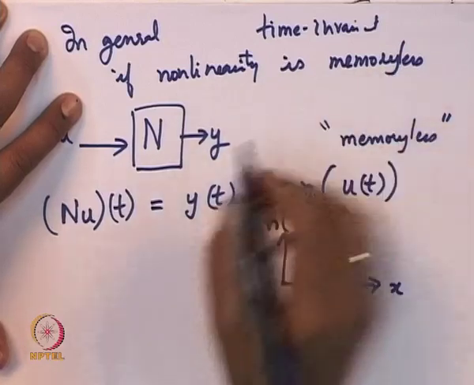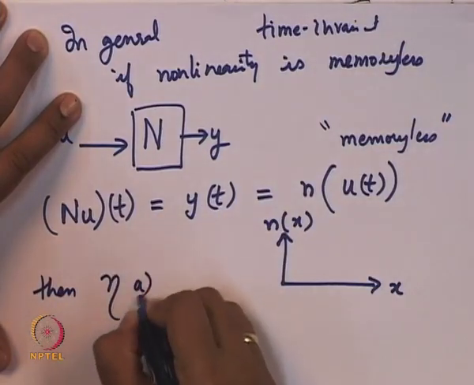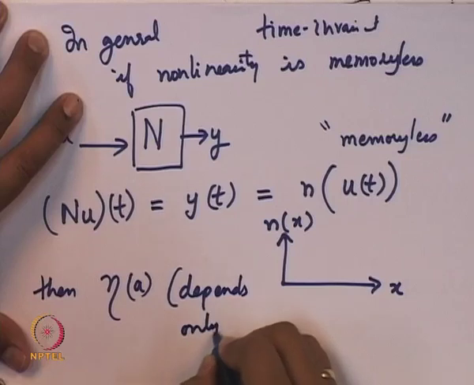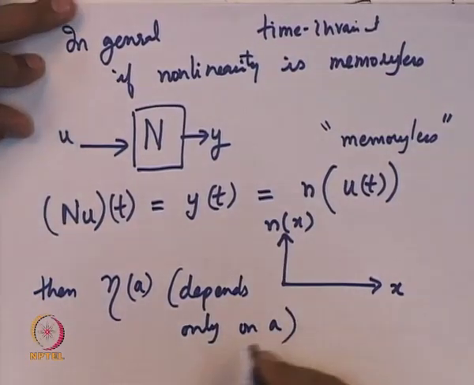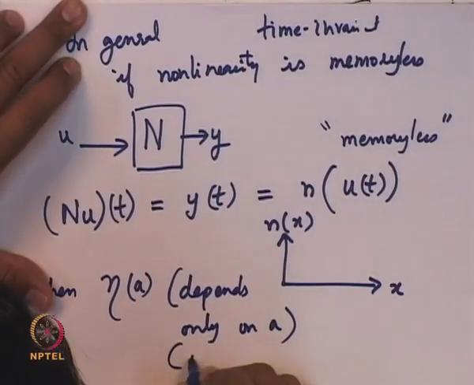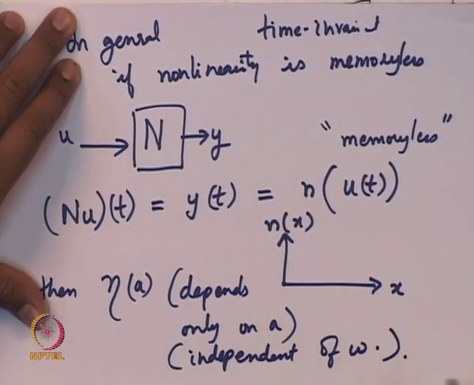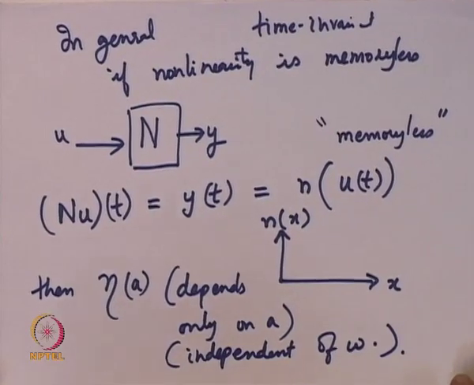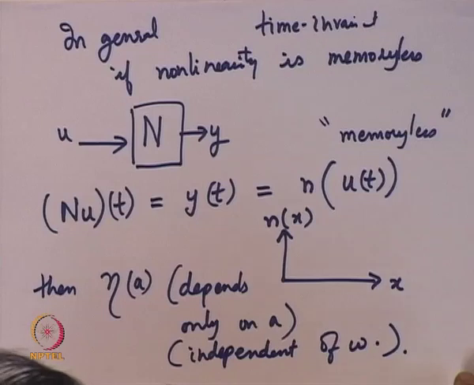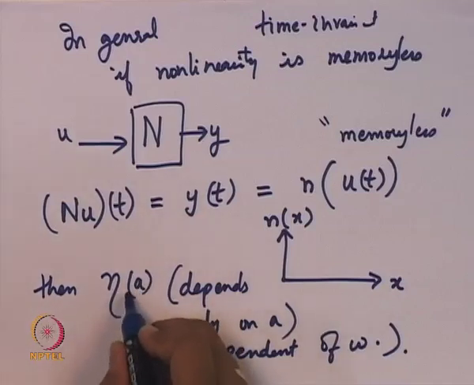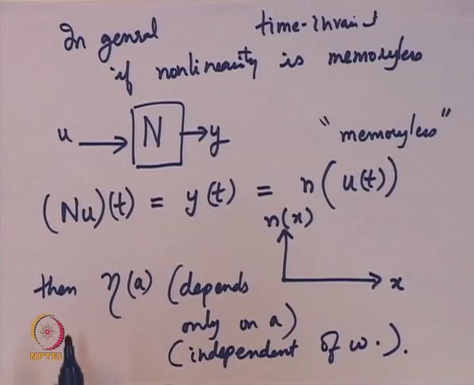So, if the time invariant nonlinearity is memoryless, then the describing function depends only on A, at most. This means it is independent of omega. So, the frequency at which the input is changing cannot affect the gain, the magnification of the input to get the output. To say that there is no omega, which we have skipped here, means that the describing function, the gain, does not depend on the frequency of the sinusoidal input.